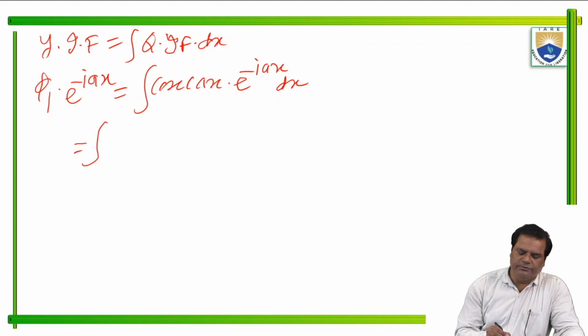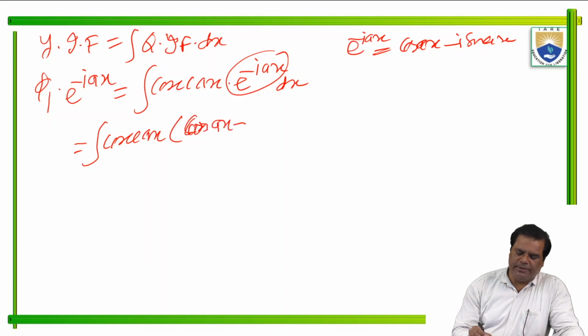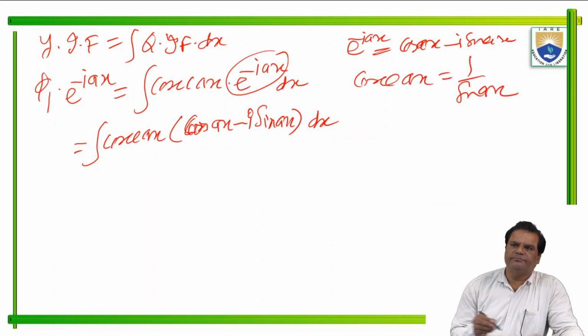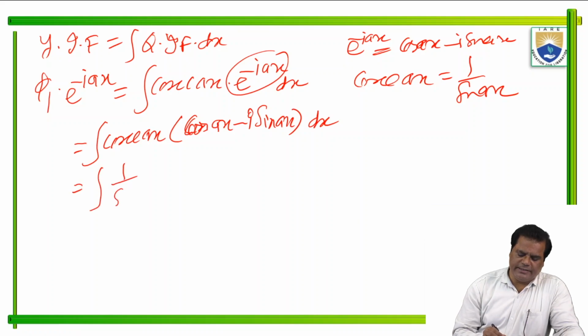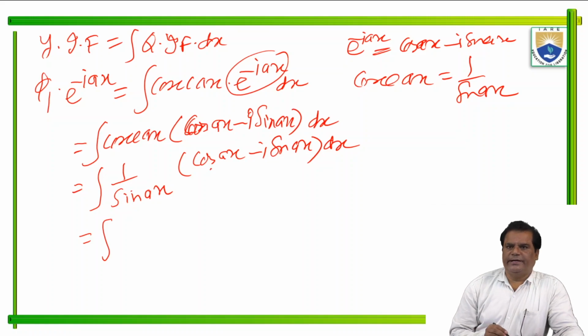Now the value of e to the power minus IAX is cos AX minus I sin AX. So I am writing here cos AX minus I sin AX dx. Cosec AX is 1 upon sin AX. So I am writing here 1 upon sin AX and cos AX minus I sin AX dx. Now multiply: this into this is cot AX.